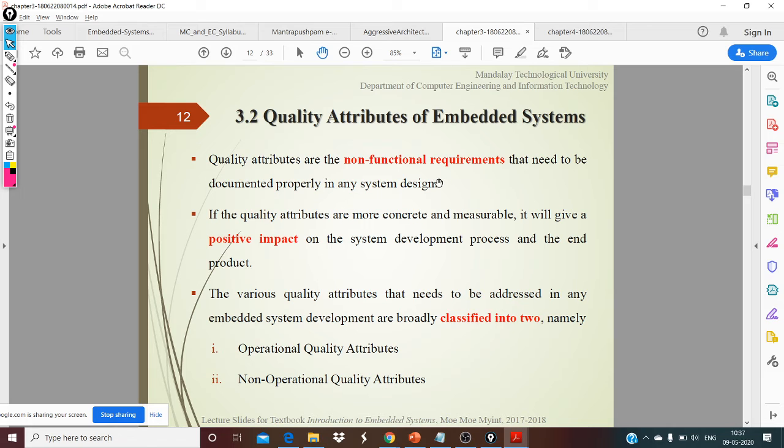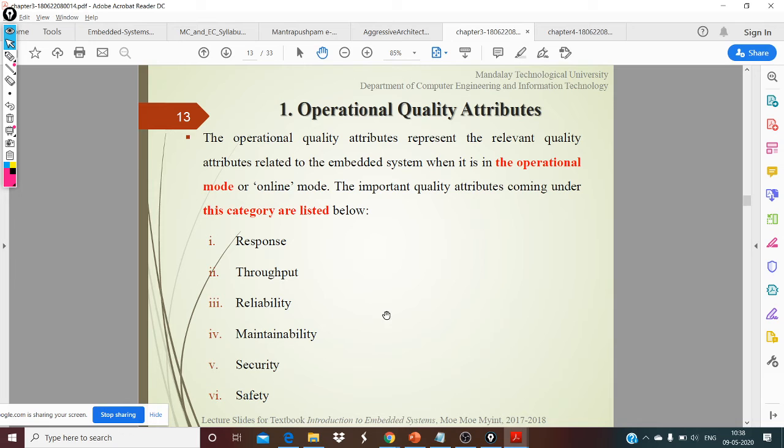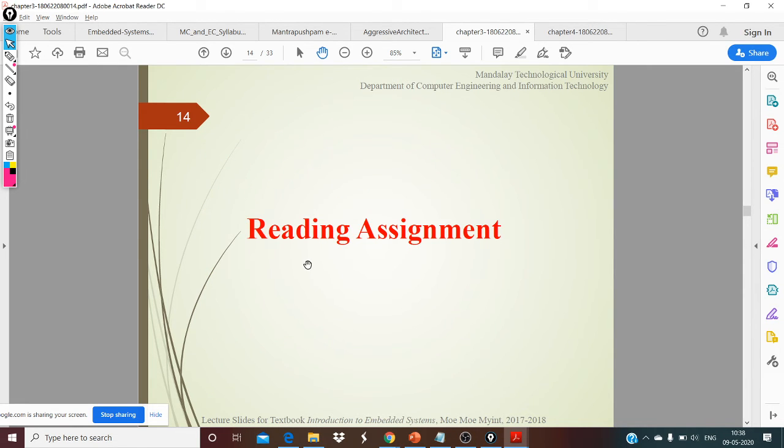Non-functional requirements are more like supplementary requirements for the embedded system. This is not the core functionality, but you need all these supplementary functionalities for the embedded system to work. These are classified into two: operational quality attributes and non-operational quality attributes. The operational quality attributes are response, throughput, reliability, maintainability, security, safety. These terms should be very familiar to you. We will see them one by one.